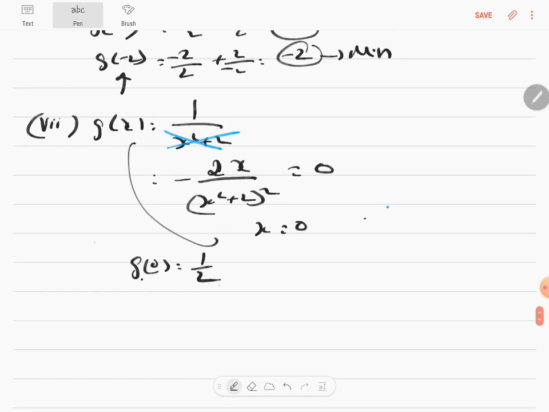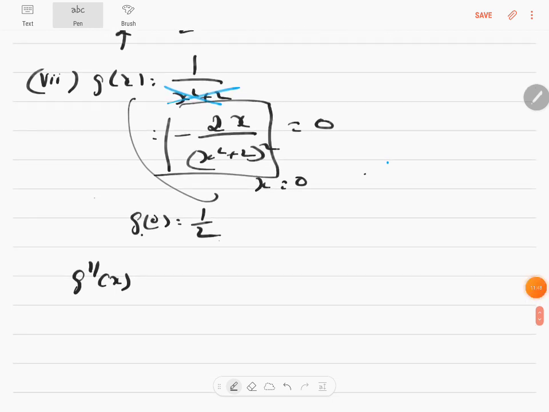But again you don't know whether it's maxima or minima, so you have to verify with the double differentiation test, which is a differentiated value. This is the differentiated value. Take it and differentiate it again.